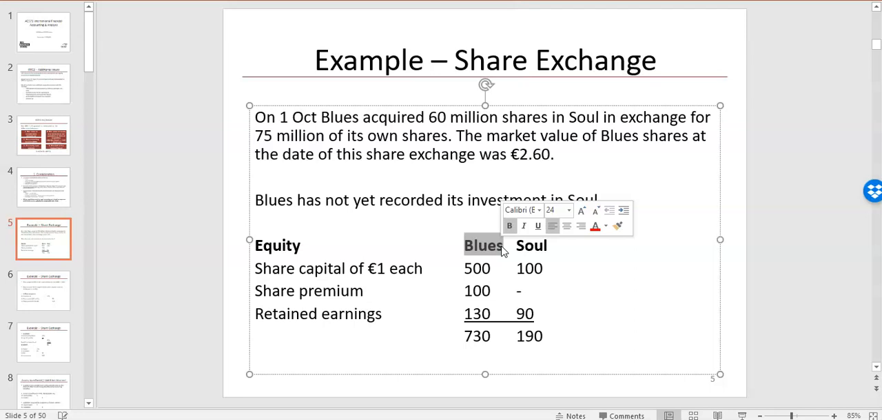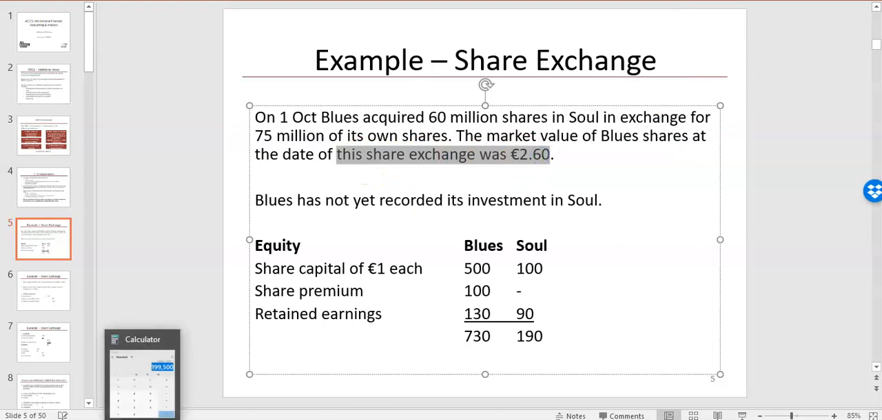Right? And the other big benefit for Soul, who is the target, is you most likely won't have a capital gains tax event. It won't crystallize a tax gain, because if you're doing a share for share swap, you can postpone the tax event until those subsequent shares are sold. So there is a relief there for share exchange, and you'll probably cover that in your master's tax module as well. The market value of Blues shares at the date of exchange was 260.